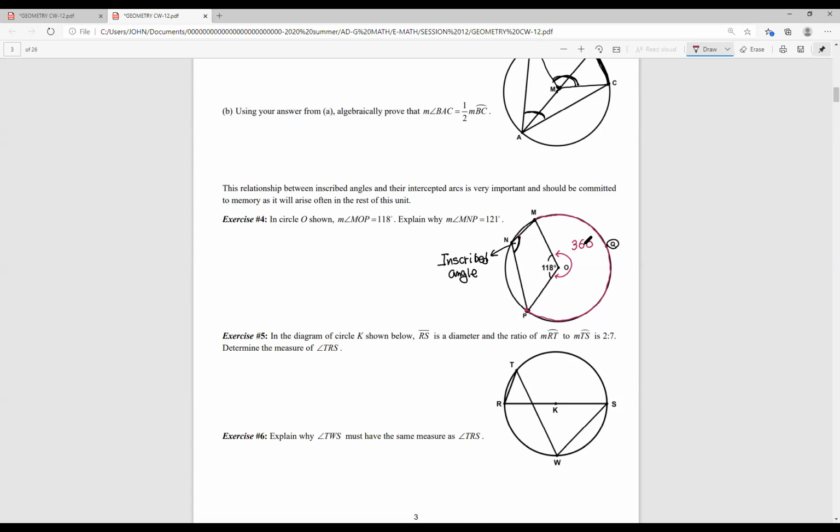360 minus 118 equals... 5 minus 1 is 4. And 3 minus 1 is 2. Wow, this one is what? 242 degrees. Okay. That is just the central angle. Maybe you can write down on this arc here, 242 degrees.